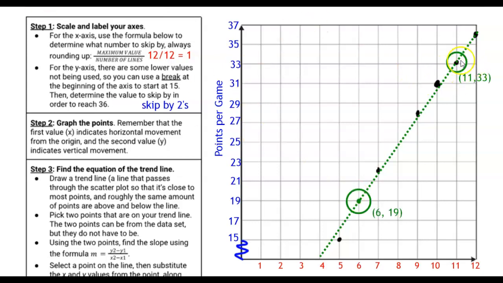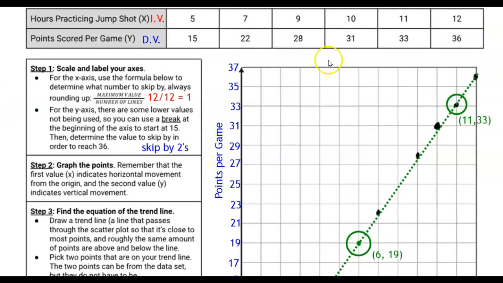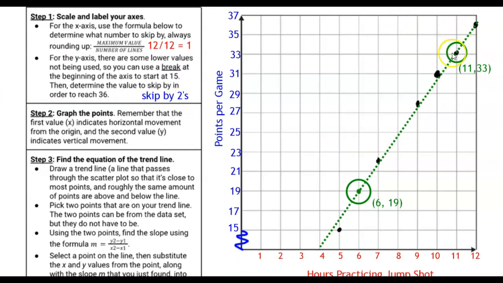And it turns out for the second point, I actually did select a point that was in the data set. 11,33 was one of the points that they gave to us. And remember, I only chose it because it was actually on this dotted line, this trend line. I didn't have to pick any of the points that were from the data set.